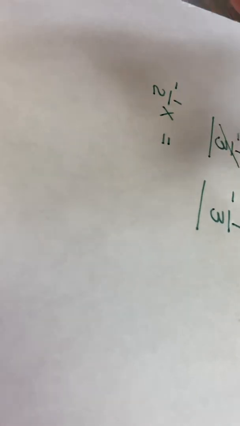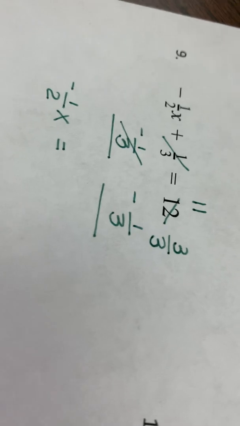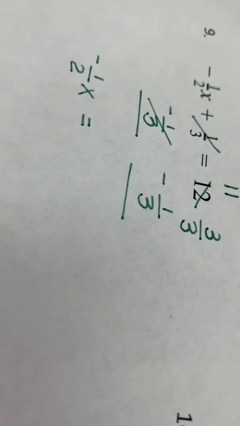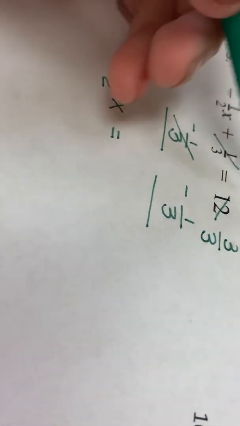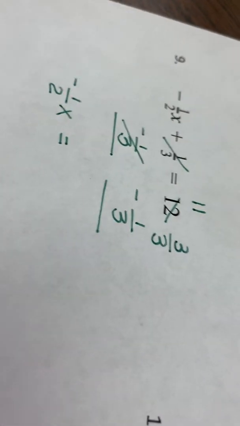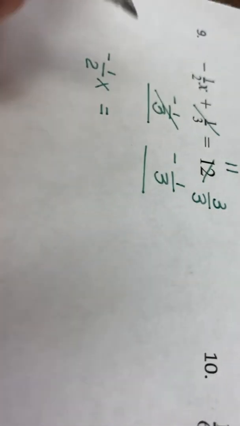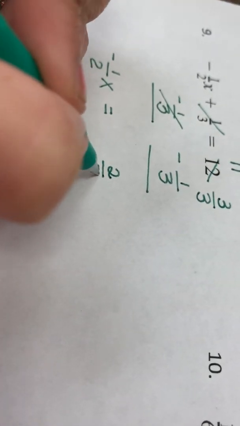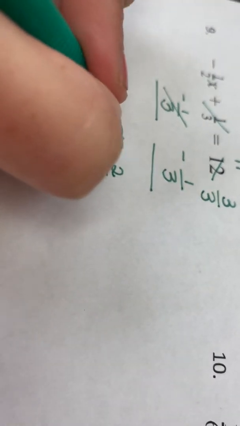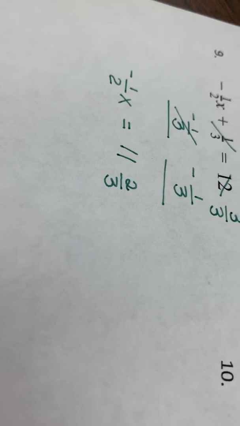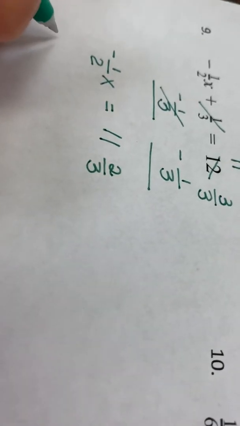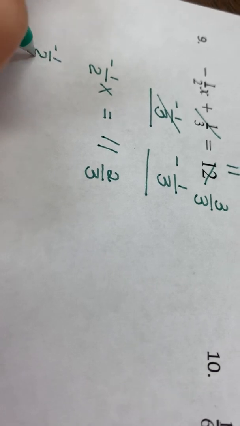When I borrow from 12, it becomes 11. I'm borrowing, but I need the same denominator. So 1 is the same as 3 over 3. So 11 is 11. 3 divided by 3 is 1, which would make up my 12. So 3/3 minus 1/3 is 2/3. And then I have my 11. Now, if you tried putting that in your calculator, it may have given you an improper fraction.